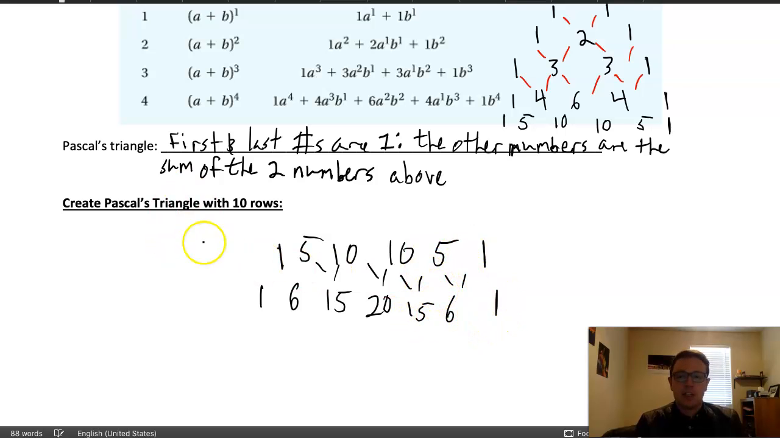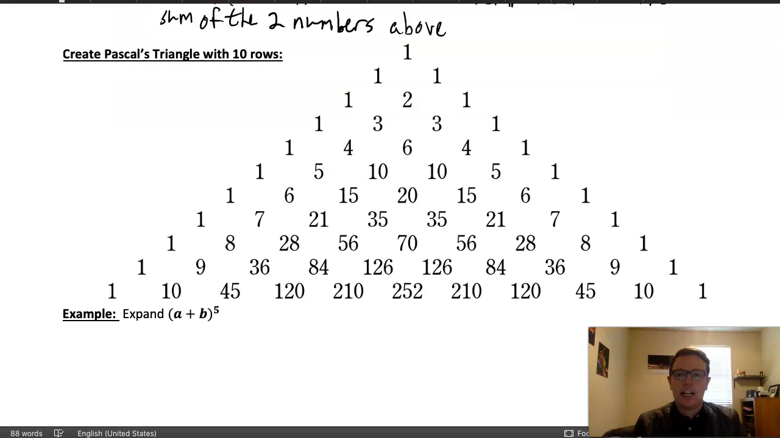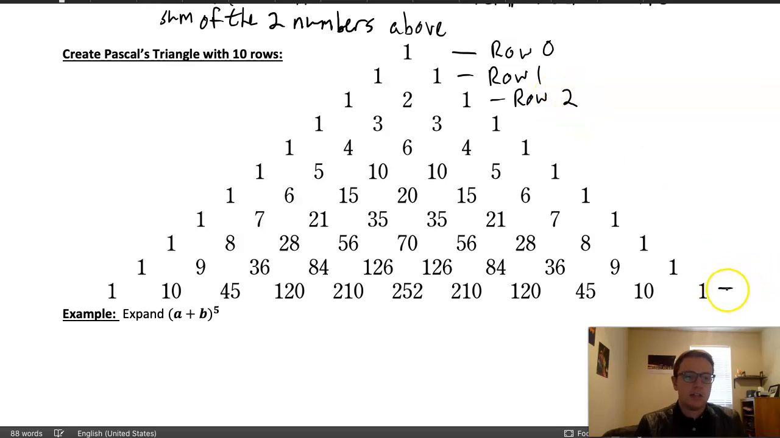So now I'm going to give you the whole Pascal's triangle up to 10 rows. And here we go. Here you have all of your numbers filled in. Now this is a little confusing, but the very first row is actually row 0. Then we go to row 1, row 2, and so on, all the way down to row 10.